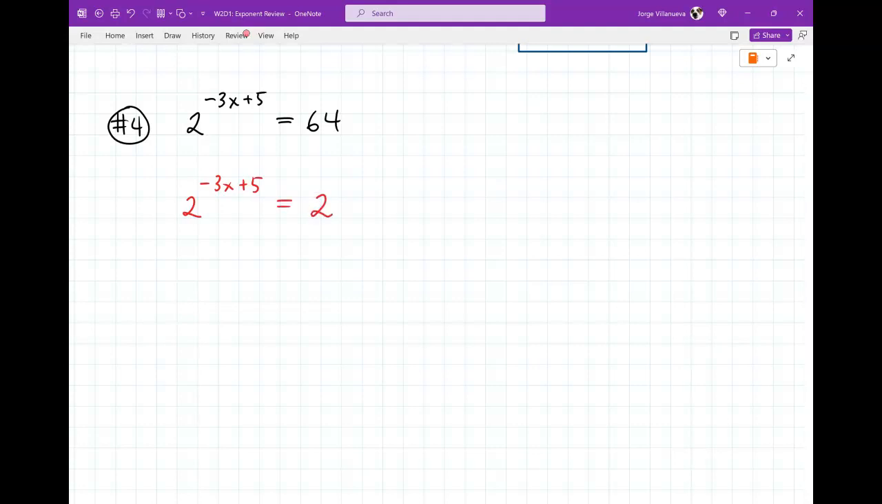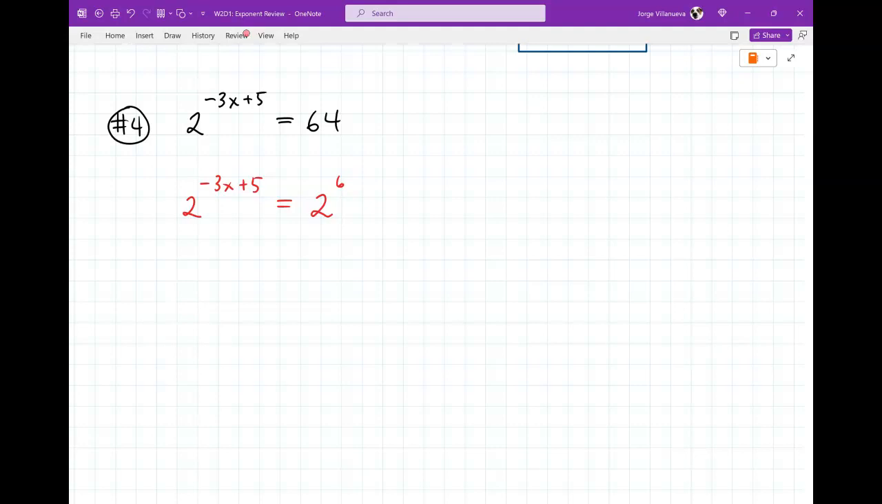So let's see. 2 to the first is 2. 2 to the second, that's 4. 2 to the third, 8. 2 to the fourth, so 8 times 2, 16, right? 2 to the fifth, well, that's 16 times 2, it's 32. 2 to the sixth, that's going to be 64, because 32 times 2 is 64. So it's 2 to the sixth. Okay? So at this point, I'm going to say my bases match.